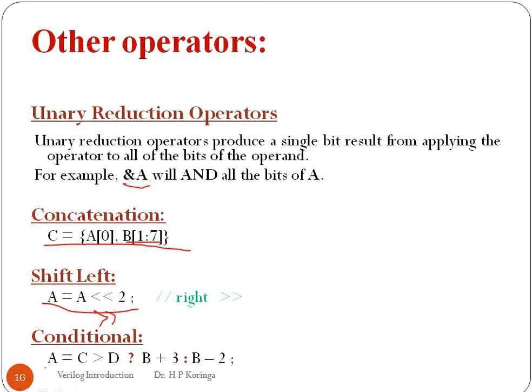Then we have the conditional operator. Here the conditional operator: A equals C greater than D, question mark. So what will it perform? If this condition is true, when C is greater than D, then B plus C will be assigned into A. And when this condition is false, meaning C is not greater than D, then B minus 2 will be assigned into A, right? So it is a conditional statement. You do not need to write if this condition then this, else this. In a single statement it has everything of the if-else. So if the condition is true, it assigns the first value in A. If the condition is false, then it assigns the second value, B minus 2, in A.